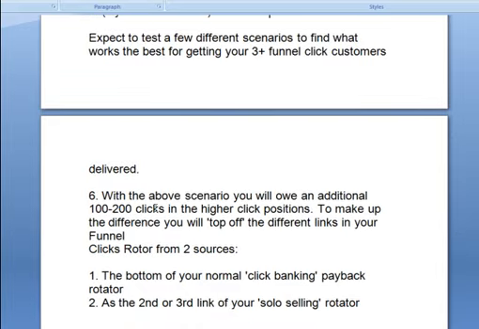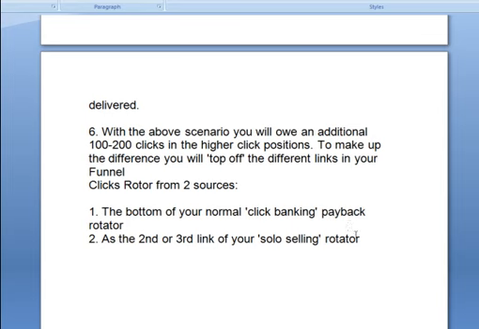Now, as I talked about before, with the above scenario, chances are you're going to owe an additional 100 to 200 clicks to the higher click positions, and this is really powerful, guys, because here's what bridges the gap and really makes it free. Remember the first guy, 500 clicks, and you're getting him about, let's say, 320 because 320 leads, or getting him 400 or something like that. So to make up the difference, you're going to top off the different links in your funnel clicks rotator from 2 sources that are already kind of working for you.